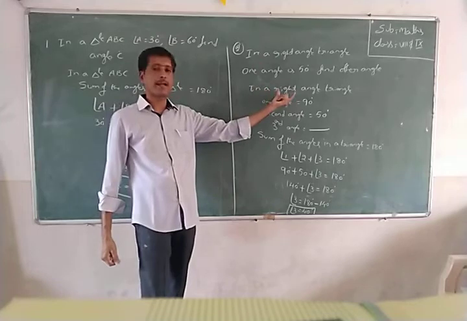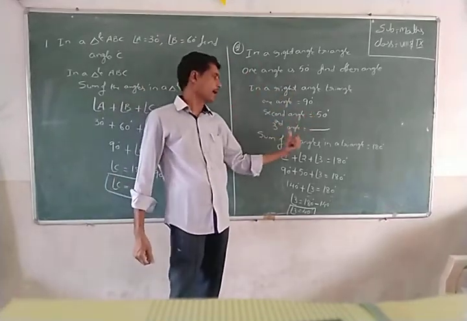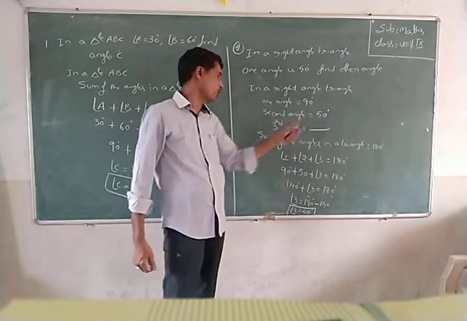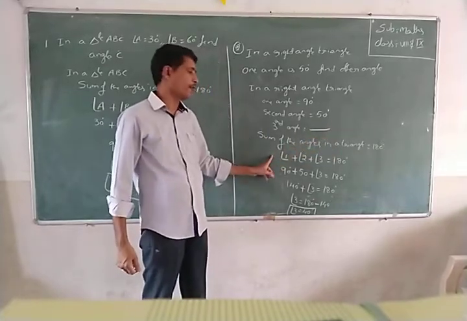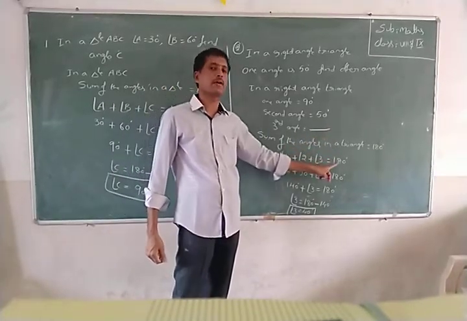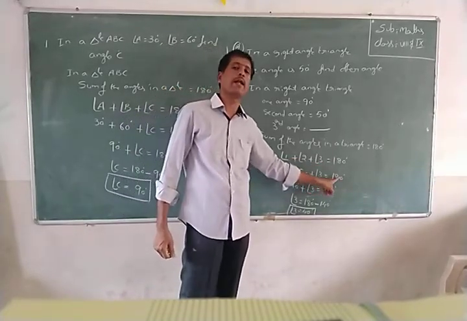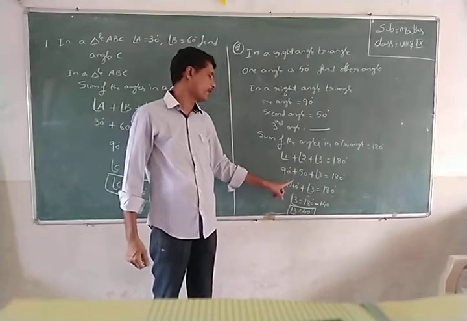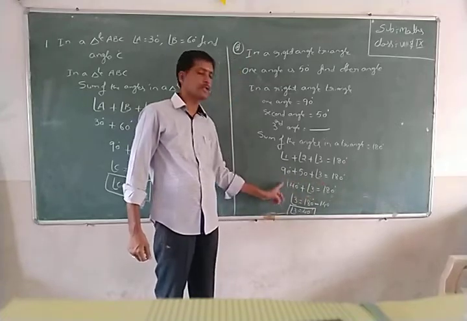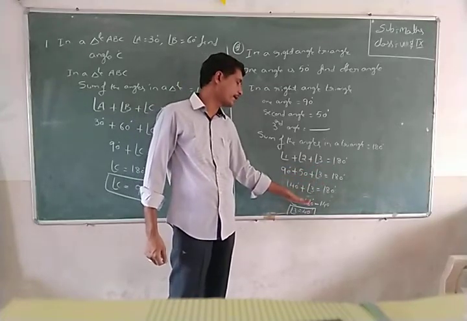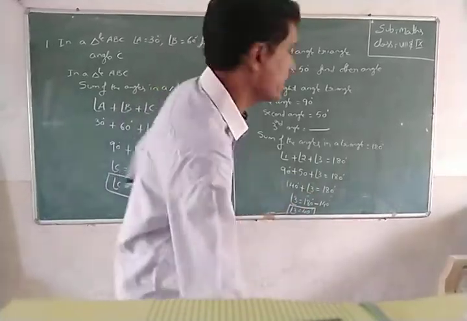In a right angle triangle, one angle is compulsorily 90 degrees, the second angle is 50 degrees, and the third angle we have to find. The sum of the angles in a triangle equals 180 degrees. Angle 1 plus angle 2 plus angle 3 equals 180 degrees. 90 plus 50 plus angle 3 equals 180. 90 plus 50 is 140. 140 plus angle 3 equals 180. This 140 changes to the other side with a minus sign. 180 minus 140 equals 40 degrees. Any doubt? Next one.